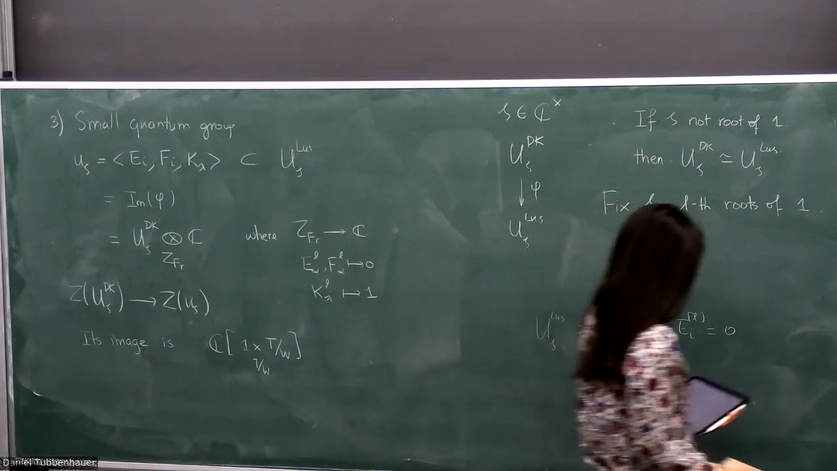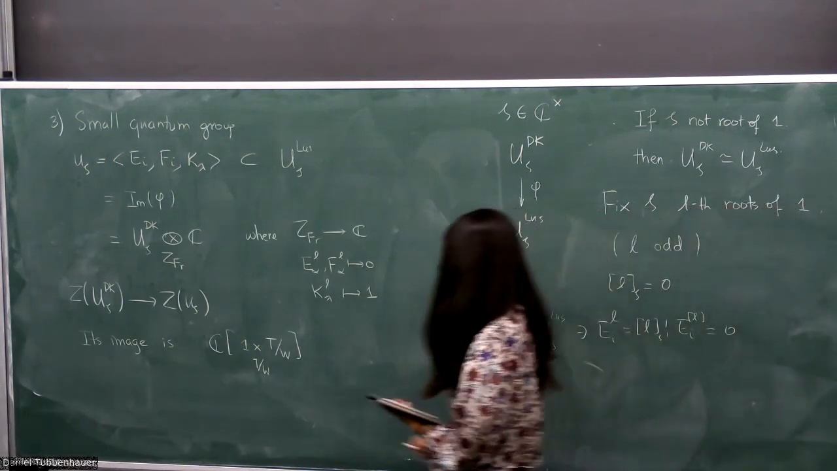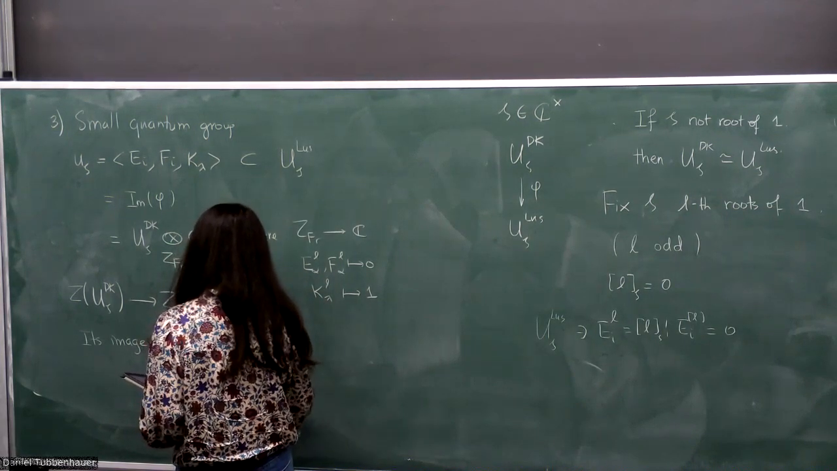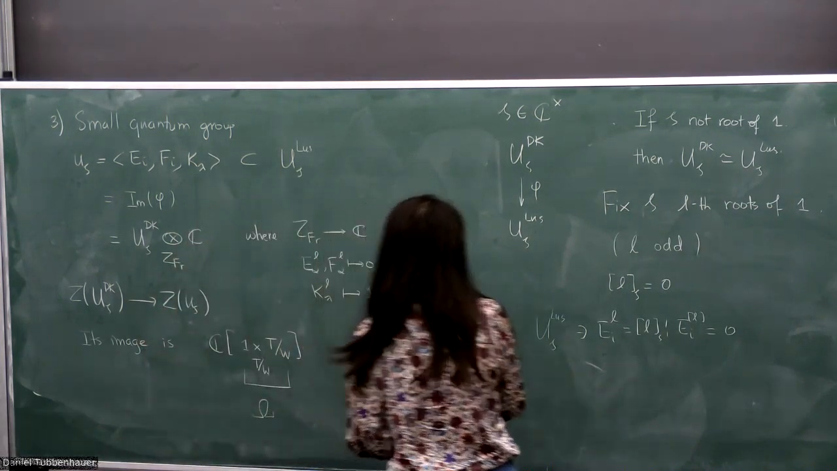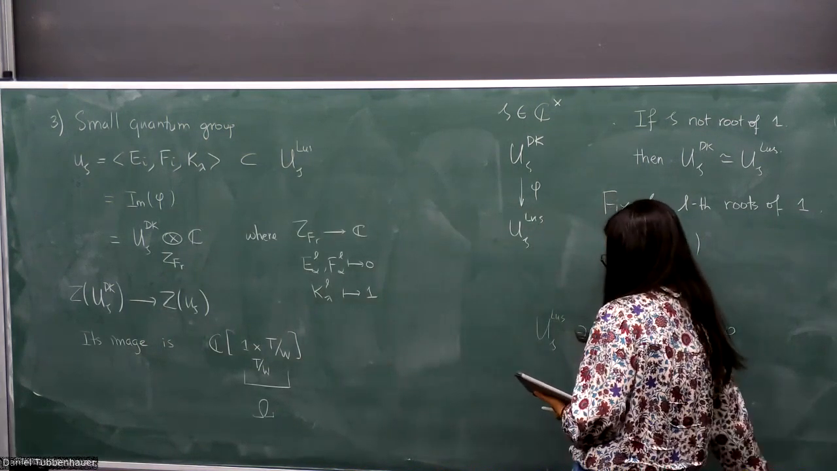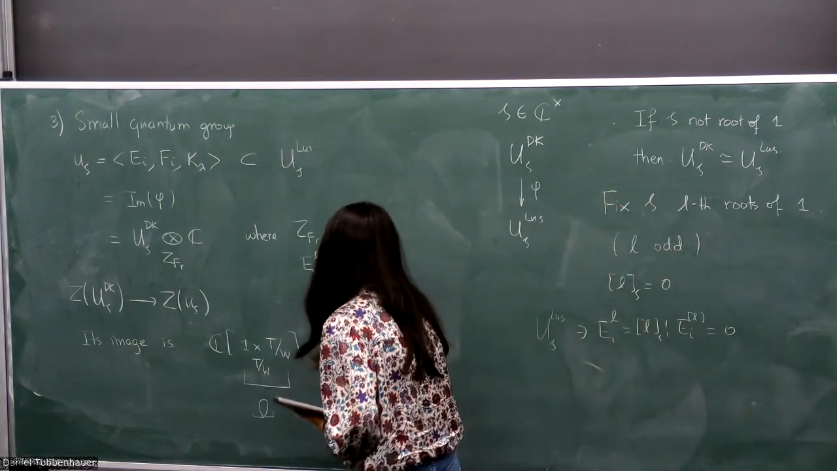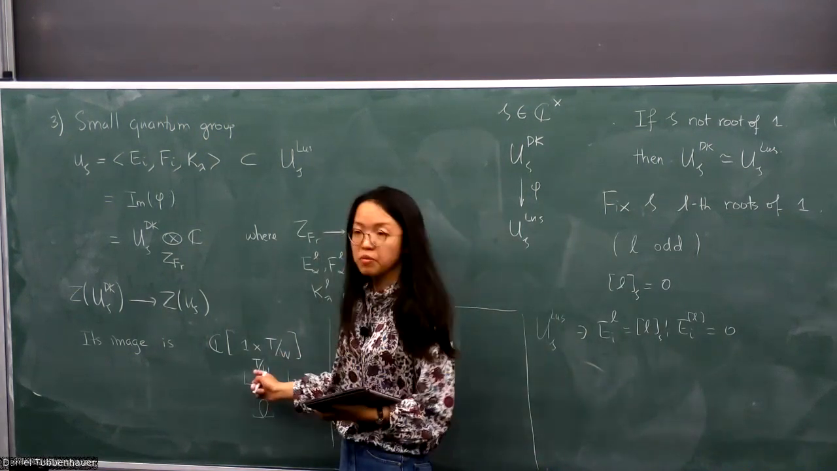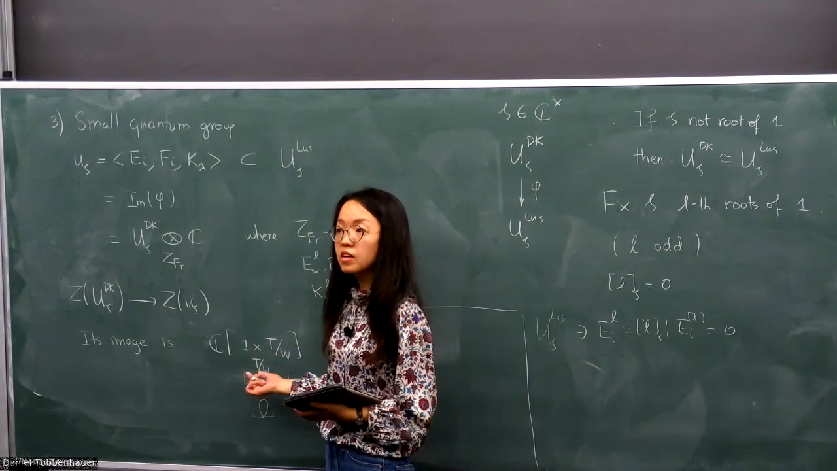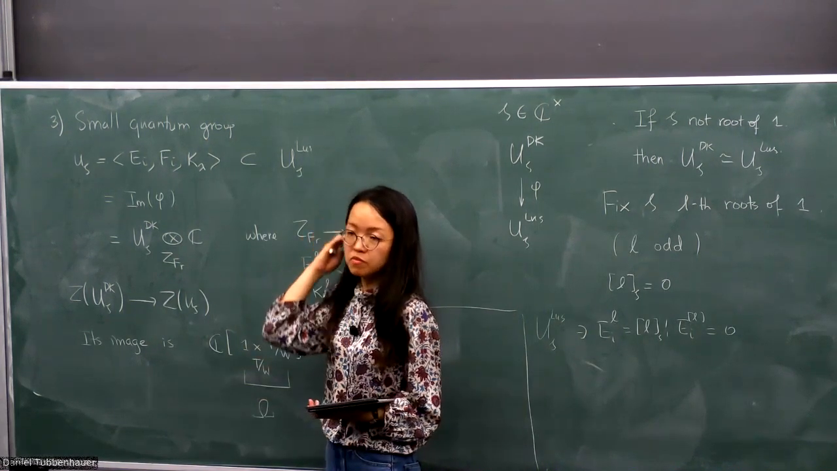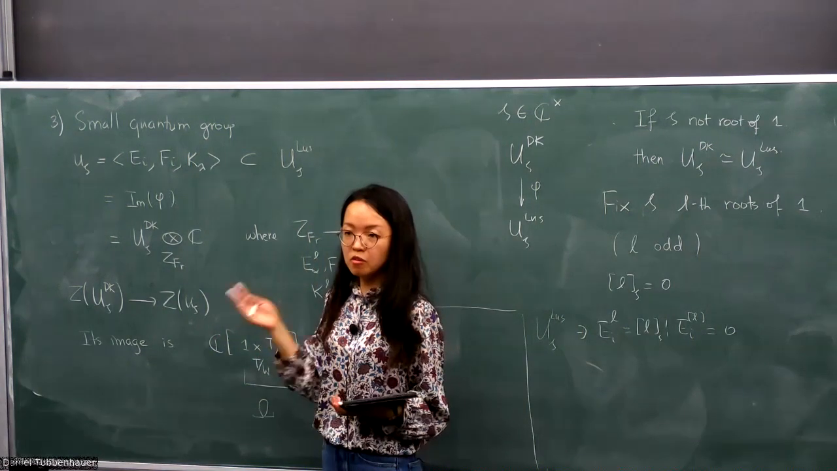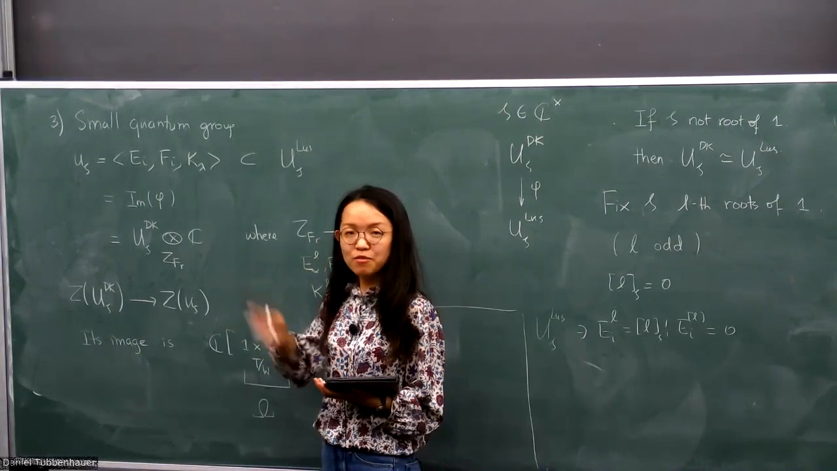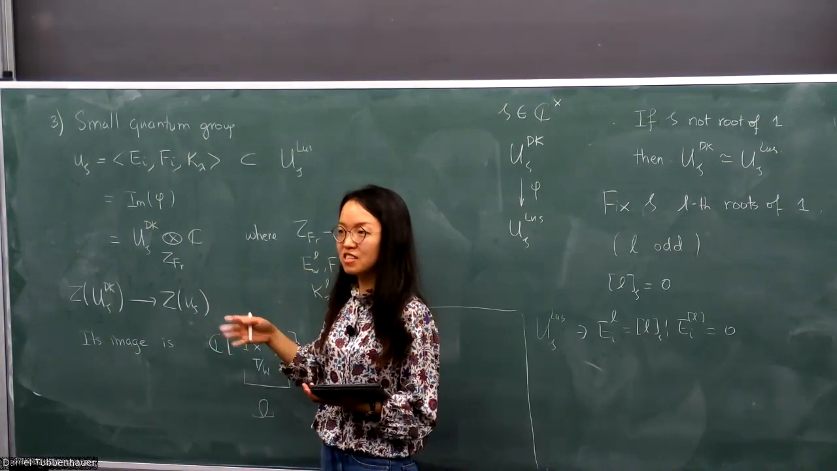So what is this thing? If I denote this by omega, then set theoretically, what is omega? Omega is just those points in the torus whose l-th power is one. So if you think, for example, in terms of symmetric groups, S_n acting on (C star) to the n, you're allowed to take l-th roots of unity in your coordinates and symmetrize.